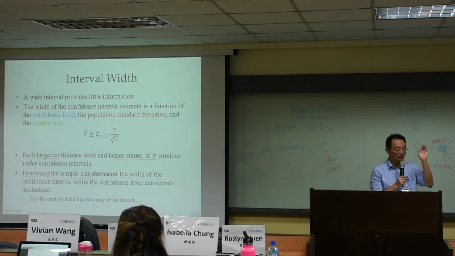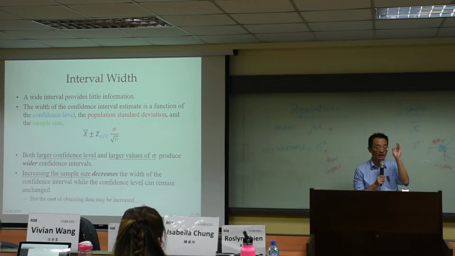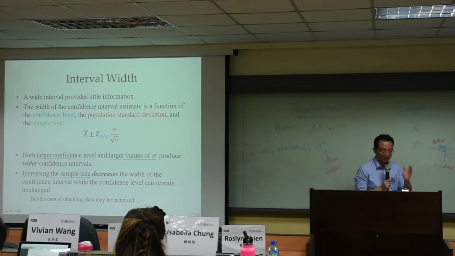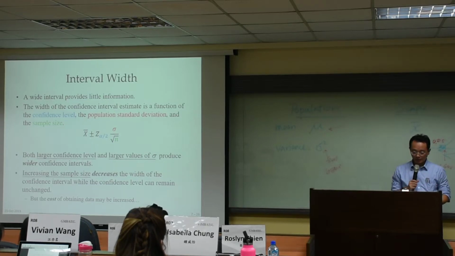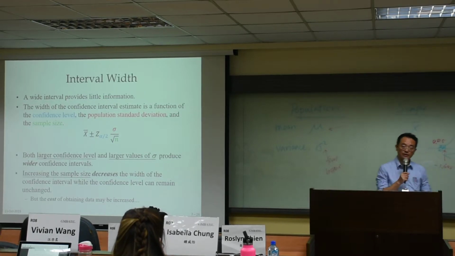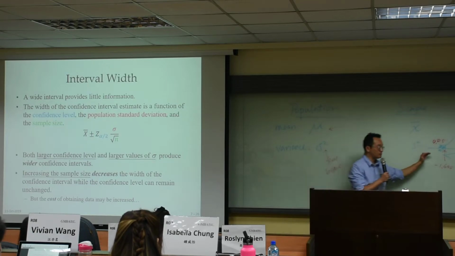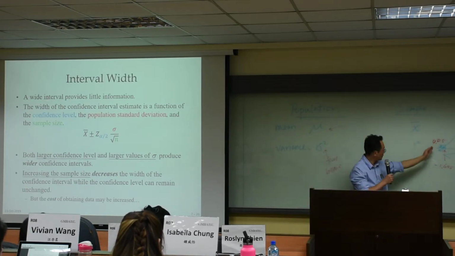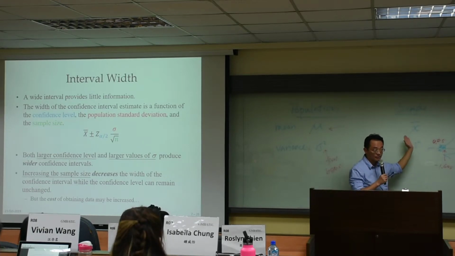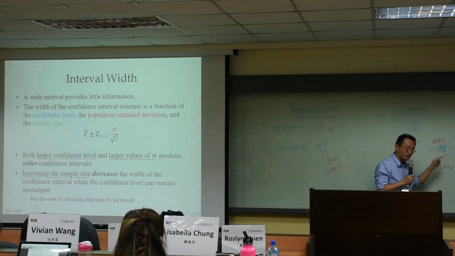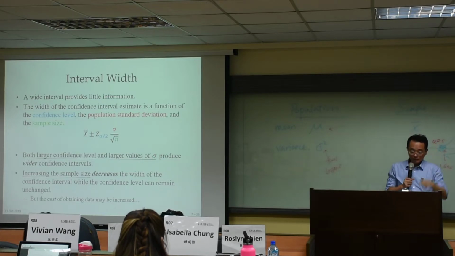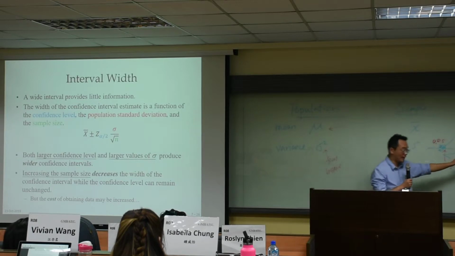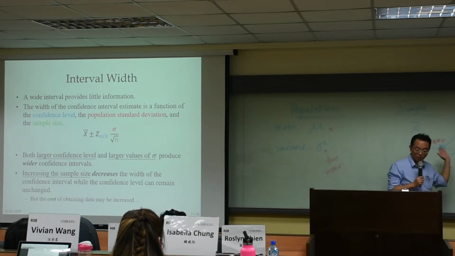So if the confidence level is larger, if the alpha is bigger, or the larger values of sigma produce a wider confidence interval. As we listed here, if alpha is smaller to either of the 2 ends, then 1 minus alpha is bigger, and we will have a larger value of z. So it will make the width of the interval wider.